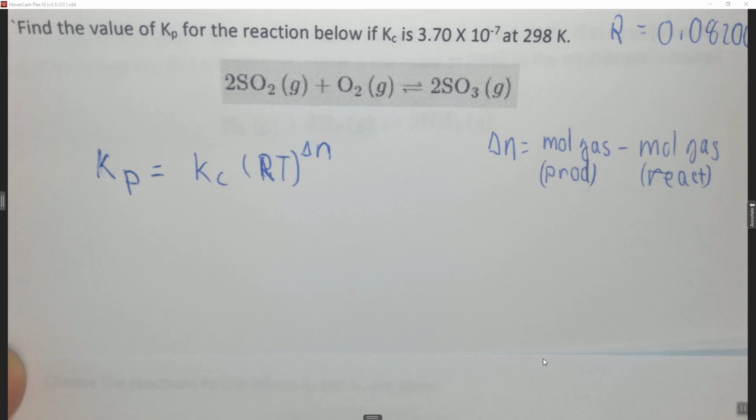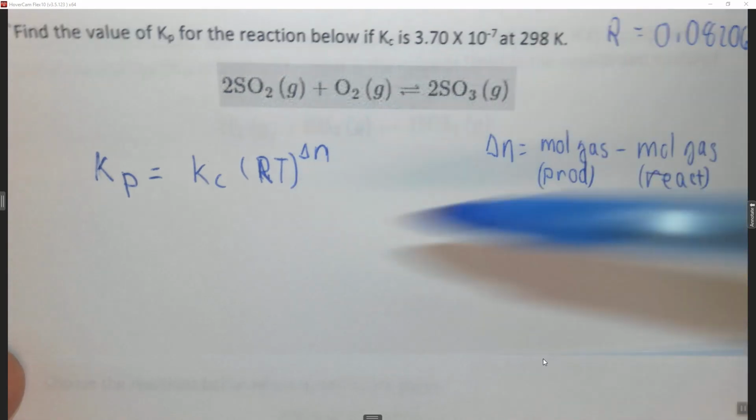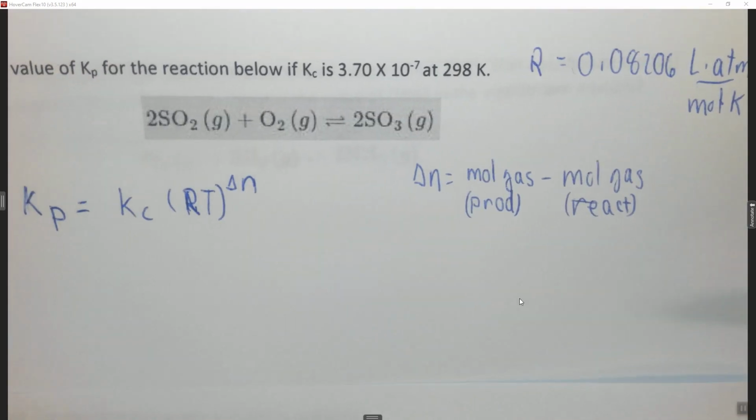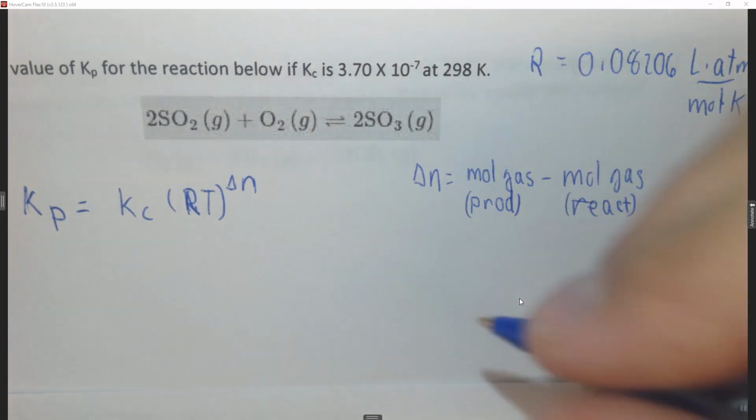And if you remember back to gas law, the temperature for gas law has to be in Kelvin. Sorry, I keep going off the screen here. So this is R, and the temperature is already in Kelvin. So now we can find delta N.